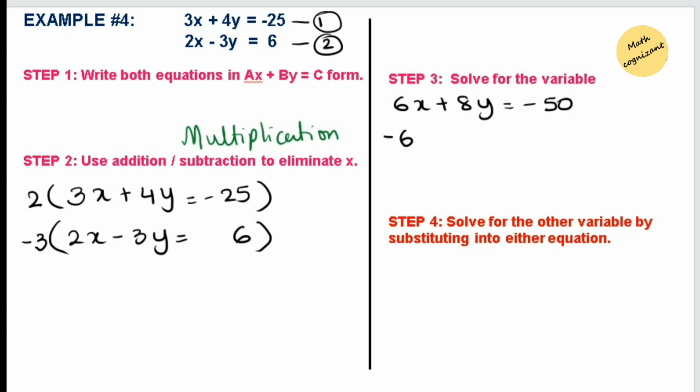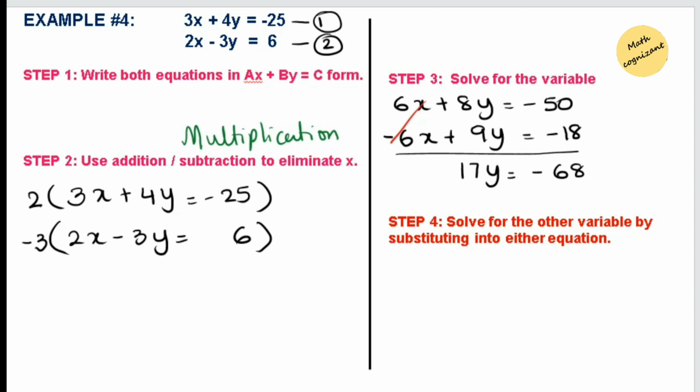Multiply the first by 2 and then multiply the second equation by negative 3. So this is the simplification of it. Now let's cancel out positive 6 and negative 6. 8 plus 9 is equal to 17. That's 17y equals, we need to add here but put the negative sign, that's equal to negative 68.